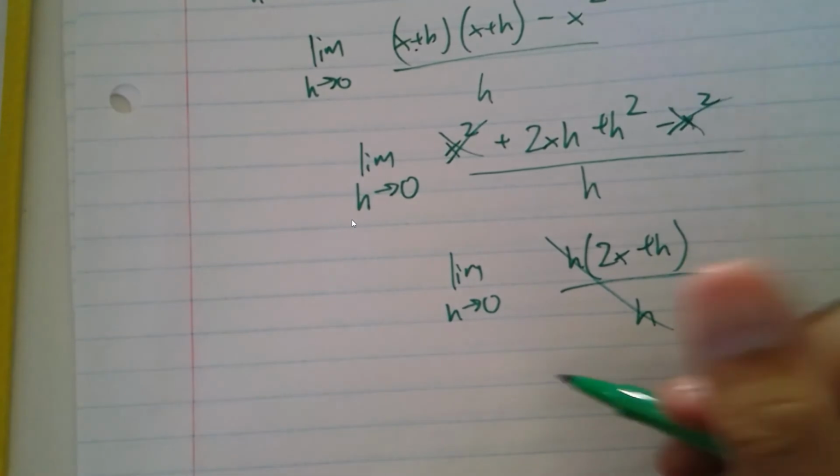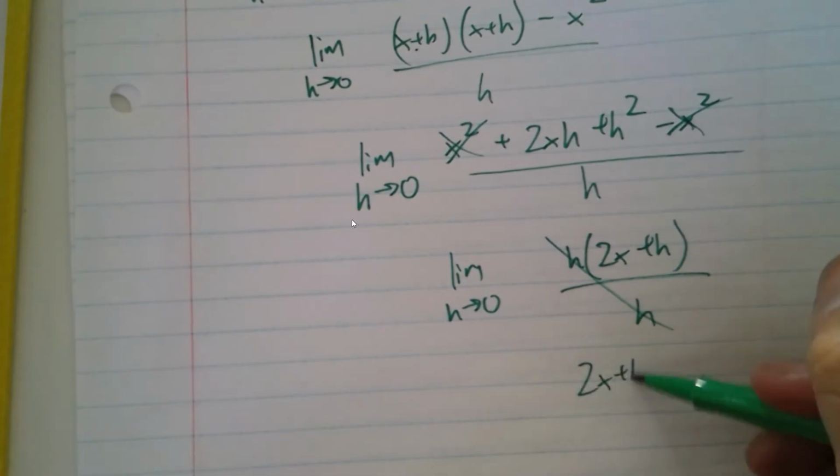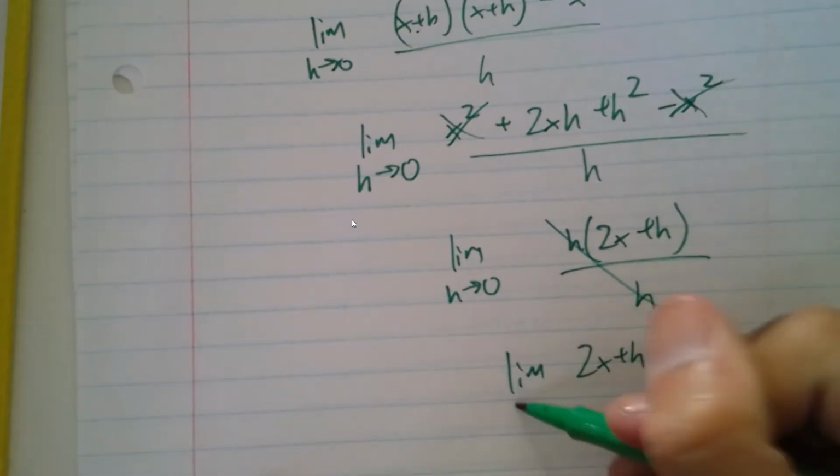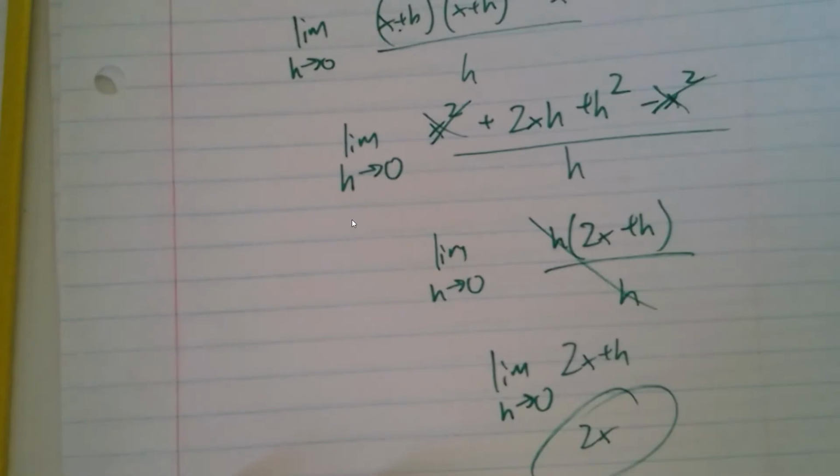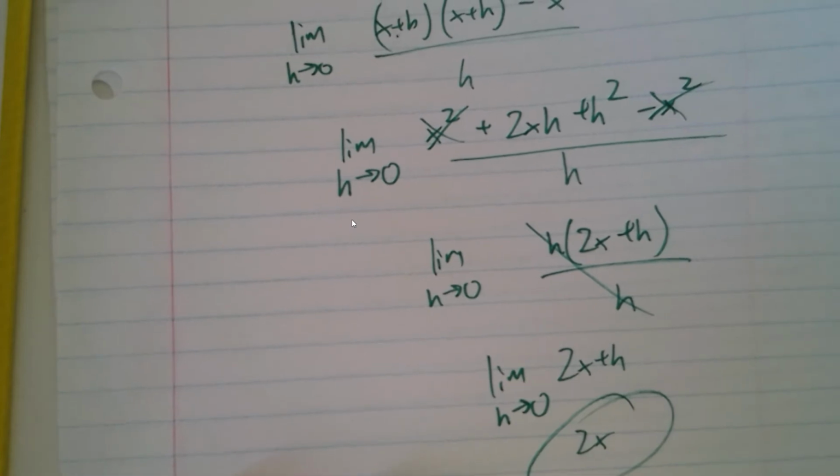Okay. Then you have this. You have 2x plus h, the limit as h approaches 0. Okay, and I plug in 0, so that'll give me 2x. You guys finished yet? Did you guys get 2x with the new technique? Okay. All right. So dang it, I was wrong.